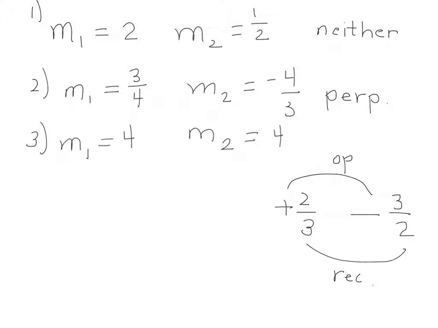In number 3, I see the slopes are both 4, and therefore they are the same, and those lines are parallel to one another.